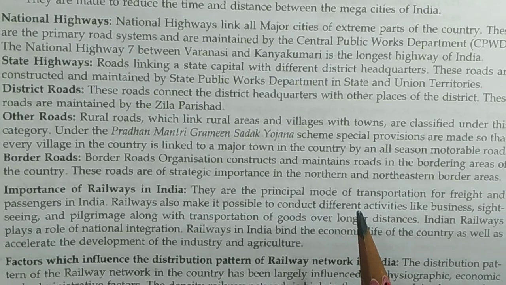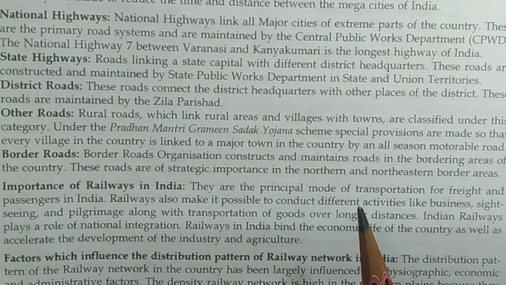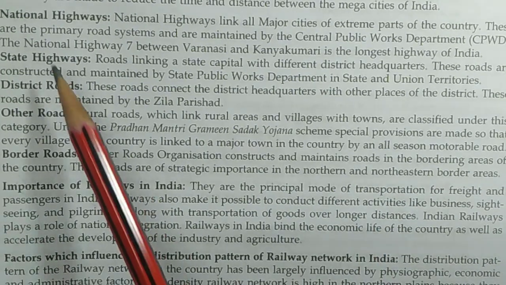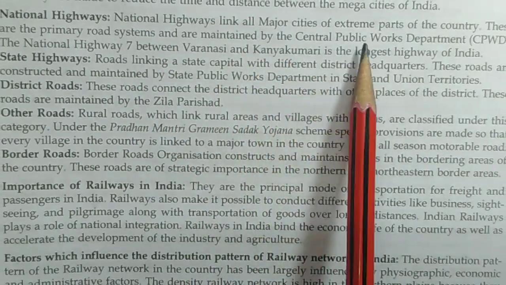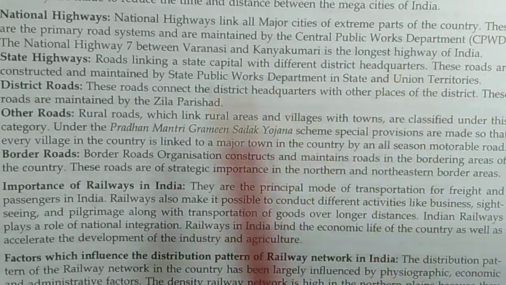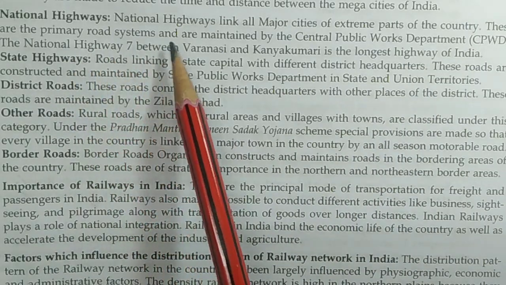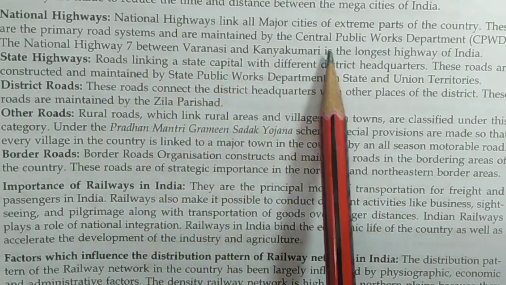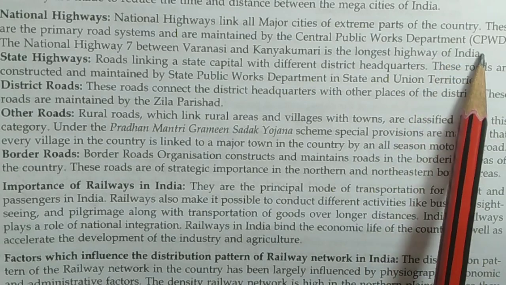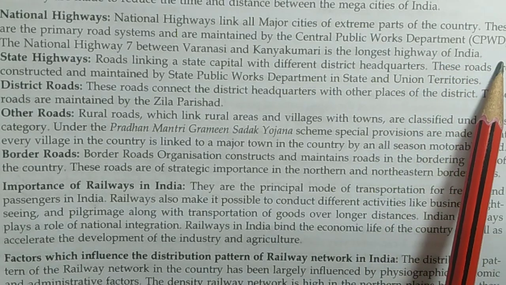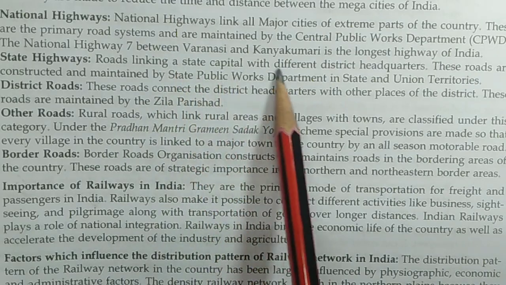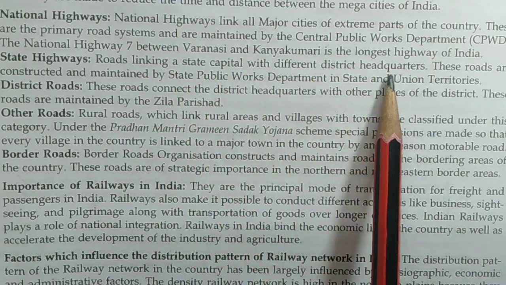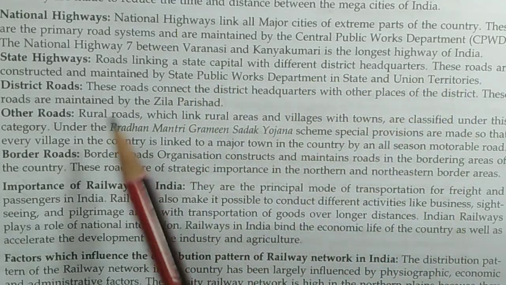Now we will talk about national highways. National highways link all major cities of extreme parts of the country. These are the primary road systems and are maintained by the Central Public Works Department, in short CPWD. National Highway 7 between Varanasi and Kanyakumari is the longest highway of India.